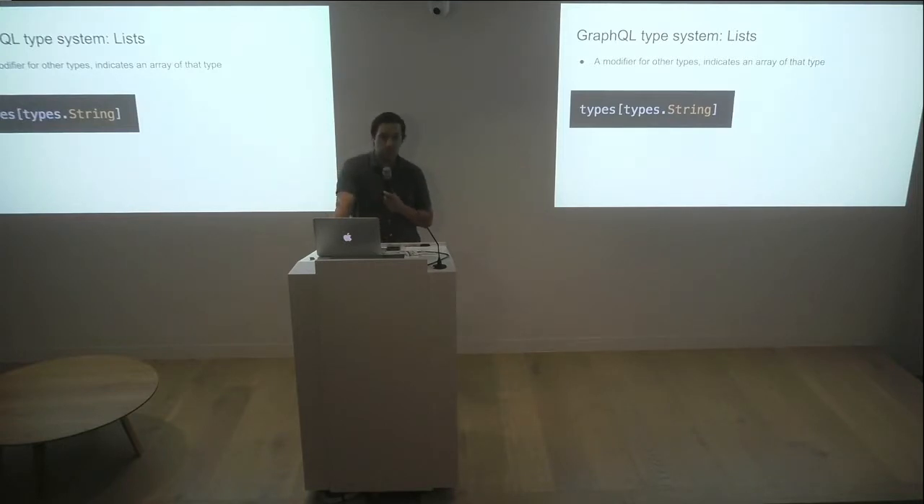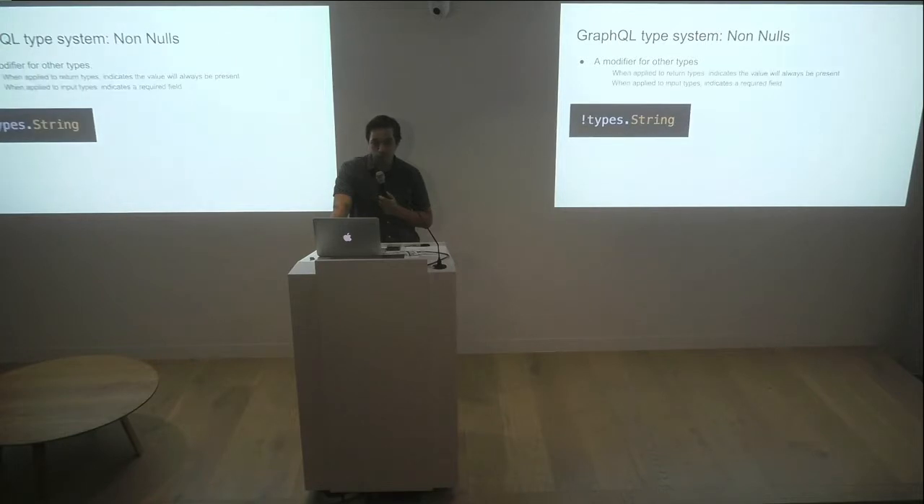It has lists, which is basically arrays. This is again a Ruby example, so you can see the types and then the square brackets indicating it's an array, and then inside of it is strings, so you've got an array of strings. Not nulls are a modifier for other types. Basically, when applied to a return type, it indicates that that value is always going to be there, and when applied to input types, it indicates that it's a required field, essentially.